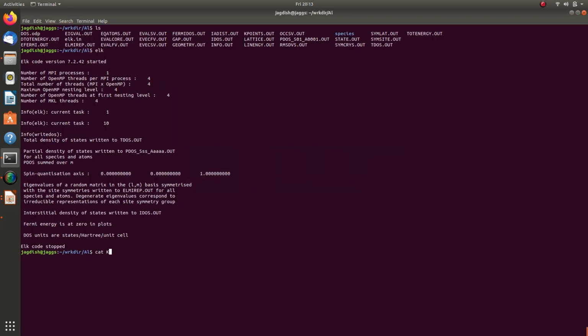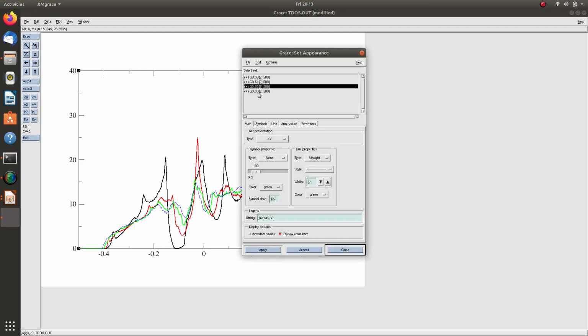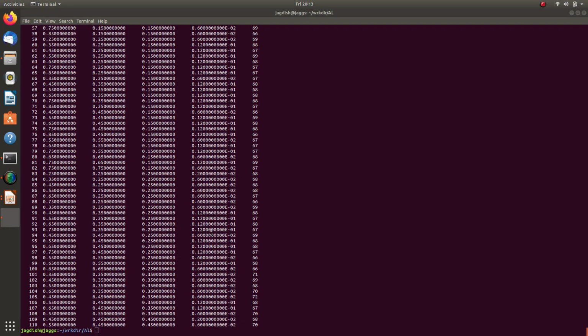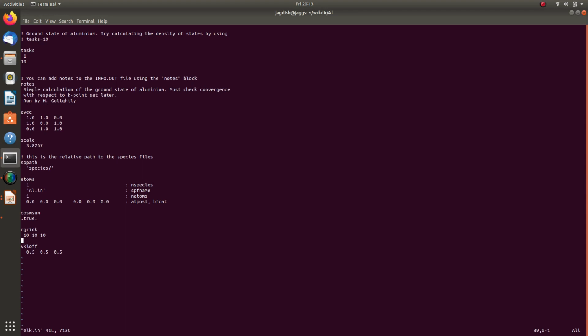Let me show it to you. It has 110, almost double the number of k points. So this is 10 cross 10 cross 10, contains 110 k points. Okay, so now this green and blue curve are showing some sort of less deviation. Let us try it once more for higher. Let me go directly now to 15 cross 15 cross 15.